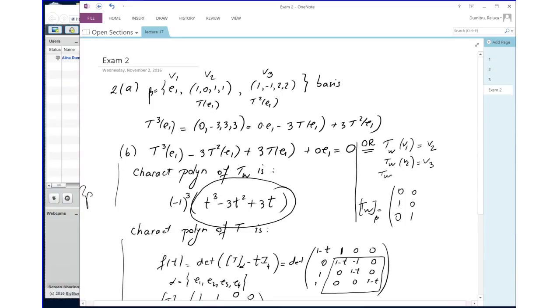And finally, TW of V3 is like T cubed of E1 in the end, which is something that you expressed before as 0 E1 minus 3, right? So 0 V1 minus 3 V2 plus 3 V3. That's the linear combination that you got. So you end up with 0, negative 3, 3. That's the matrix, and then to find the characteristic polynomial, you do the determinant of this matrix minus T I3, and it will turn into this.